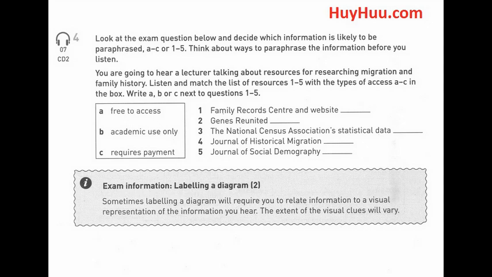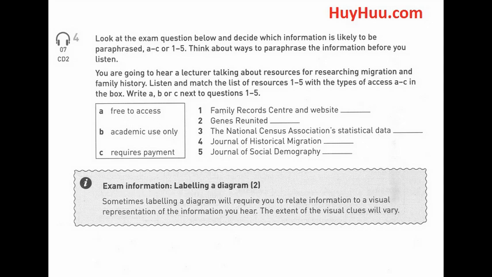The next resource on the list is Genes Reunited, which is mainly for people who want to find out more about their ancestors. There are some good interactive tools on this website, especially the one which shows you how to manipulate the National Census Association's statistical data. Although Genes Reunited is very useful, it is used by a range of businesses and therefore accessing the site will cost you.